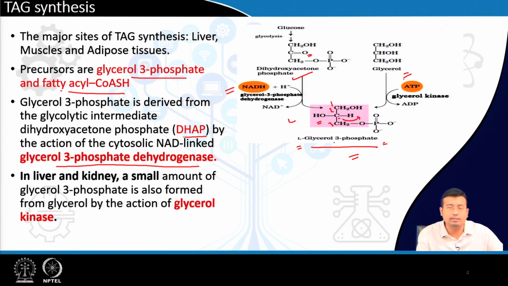Glycerol 3-phosphate can also be obtained directly from glycerol. We can attach one phosphate group directly to glycerol. Who attaches the phosphate group? The kinase group of enzymes: glucokinase gives glucose 6-phosphate, fructokinase gives fructose 1-phosphate. So here, glycerol kinase acting on glycerol leads to formation of glycerol 3-phosphate.